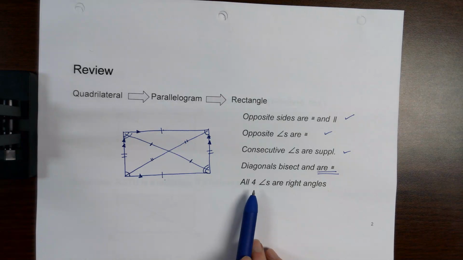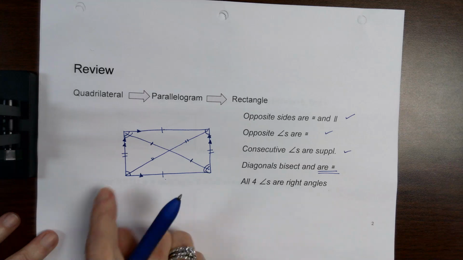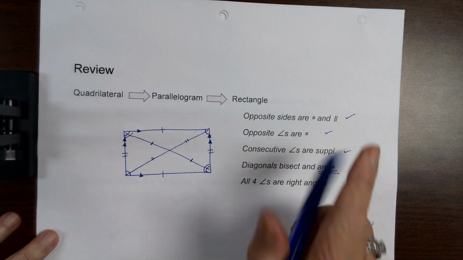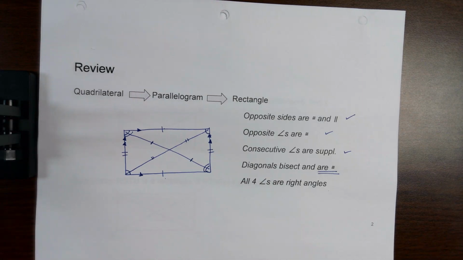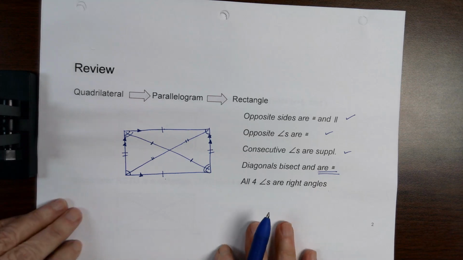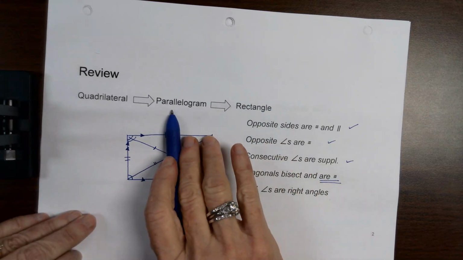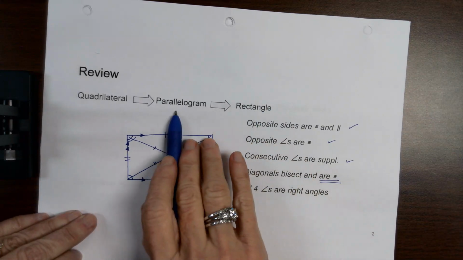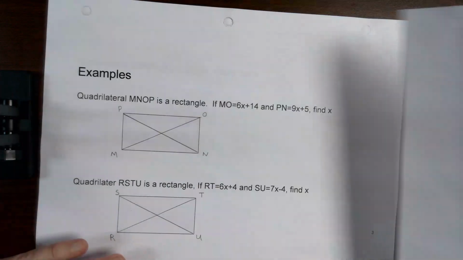The other thing that makes it a rectangle is that all four angles are right angles. So a rectangle has four right angles to it versus just a parallelogram does not have to have four right angles. So that's how a rectangle is more specific. All rectangles have the characteristics of a parallelogram plus two more.